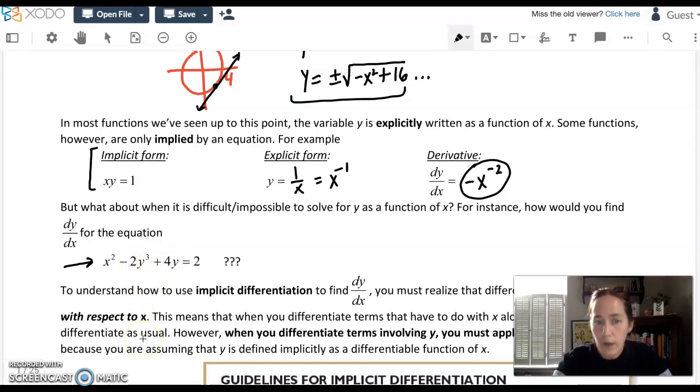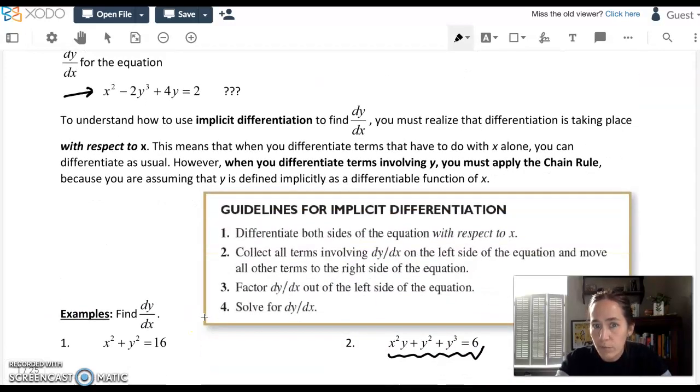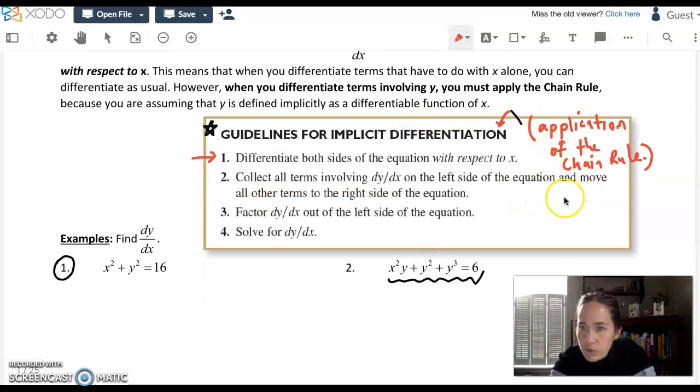Now what we'll do is we'll try this implicit differentiation on for size. When you're thinking of implicit differentiation, I want you to just think of it, I'm even going to write this here, it is just simply an application of a rule that we already know pretty well. It's an application of the chain rule. So I wrote this up here just to remind myself.